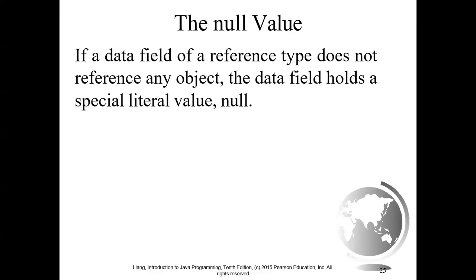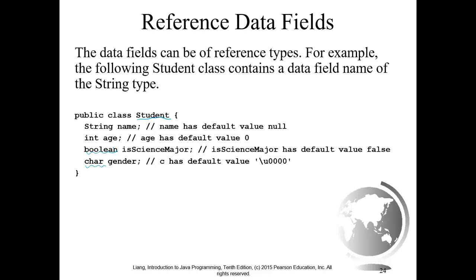If a data field is a reference type and doesn't reference any object, then the data field holds a special literal value, that is null. That means currently we are only declaring it, right? We didn't assign any value for it. So if you want to know the default value for the name, age, major, gender: for the age, it is an integer, right? So the age default value is 0. For the boolean, we say it is always false, right?